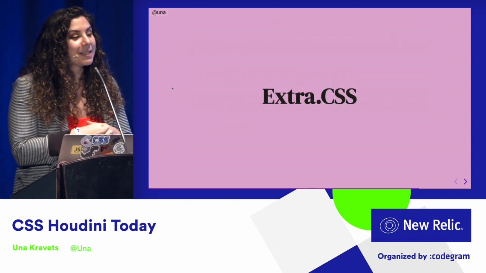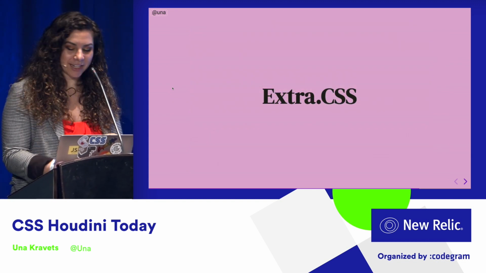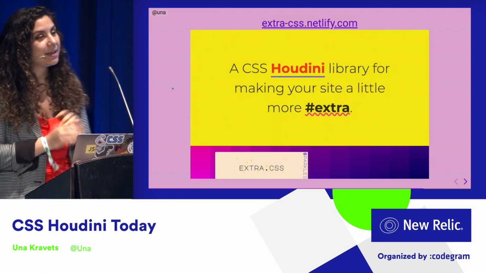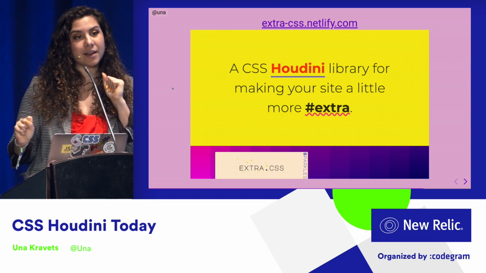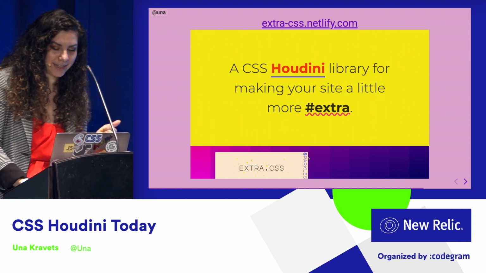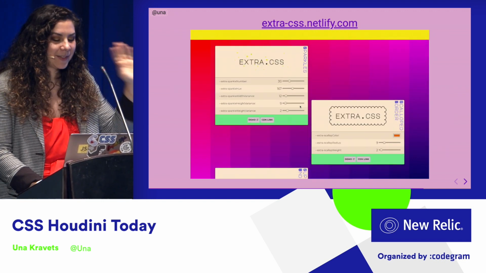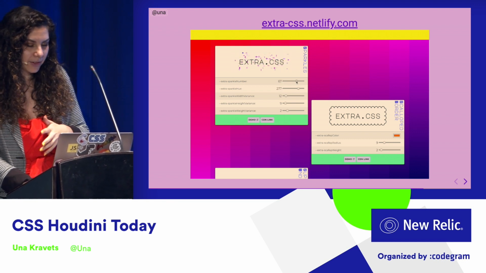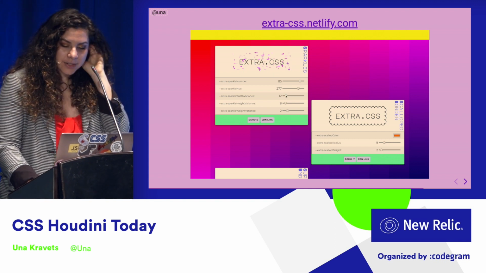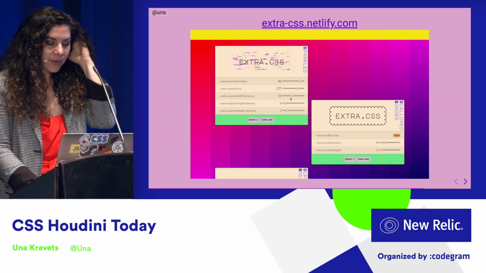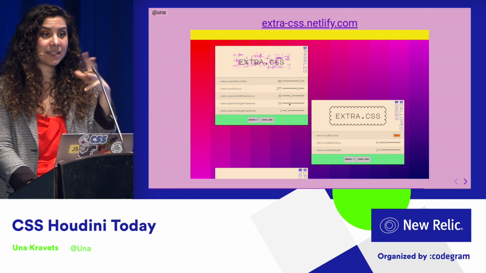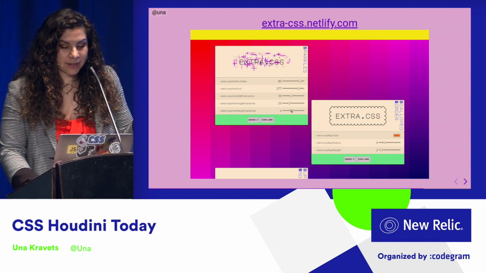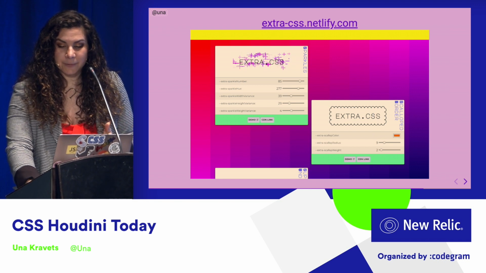And that's what brings me to a little project I call extra.css that I've been working on. And this is a CSS Houdini paint library for making your site a little more #extra, because who doesn't need that in their life? So there's a few different demos here. We have the sparkles. You could change the hue. You can make it whatever color you want. The number of sparkles, you could update the variance of the width and the height, so you could change the size of those sparkles to make it work for your UI. You could change the weight of the sparkles there too.